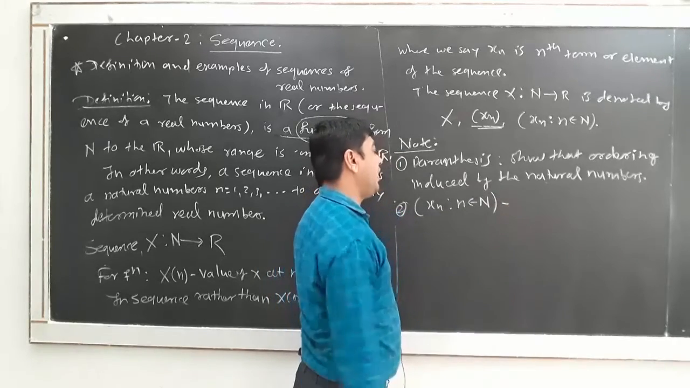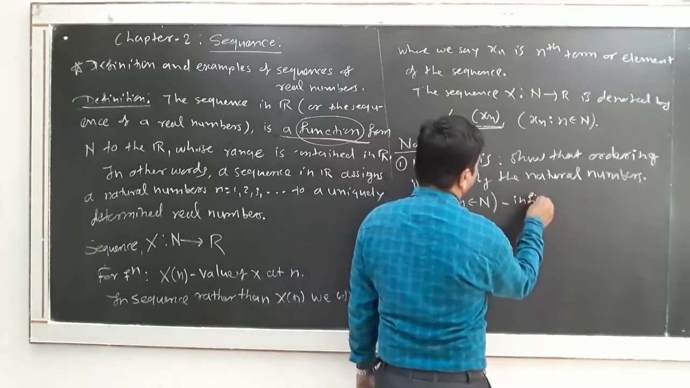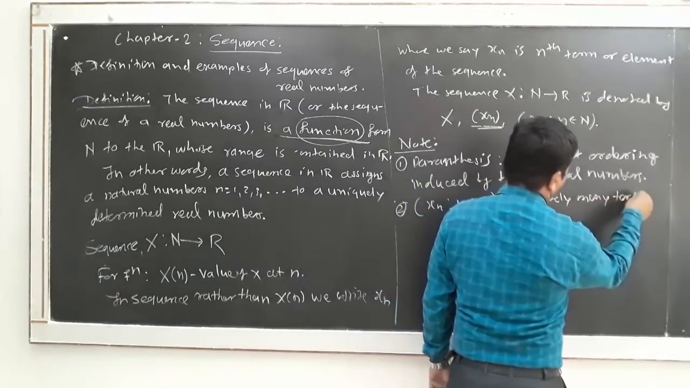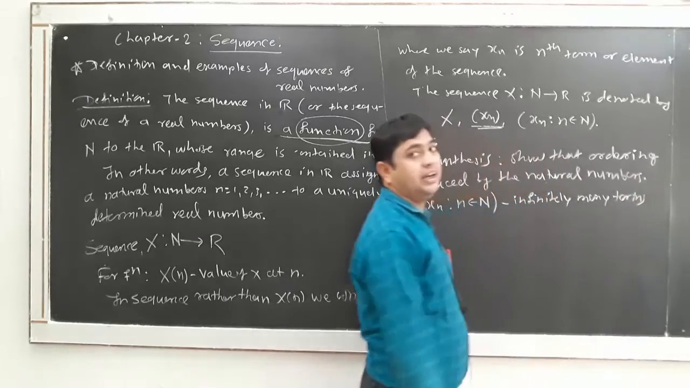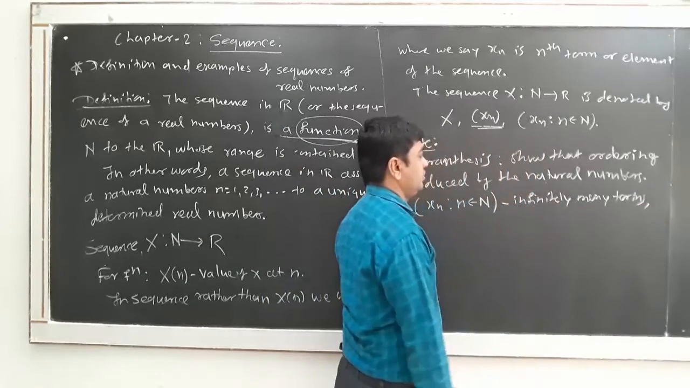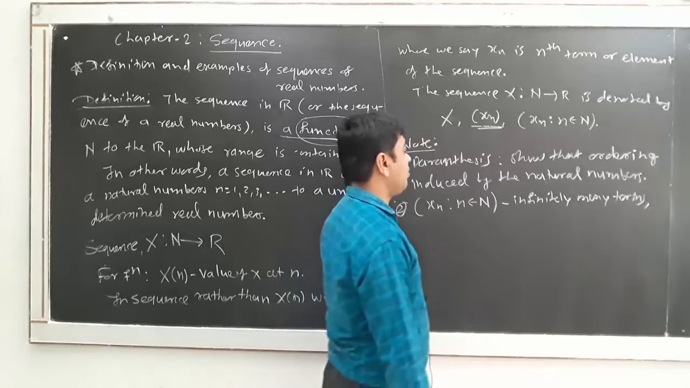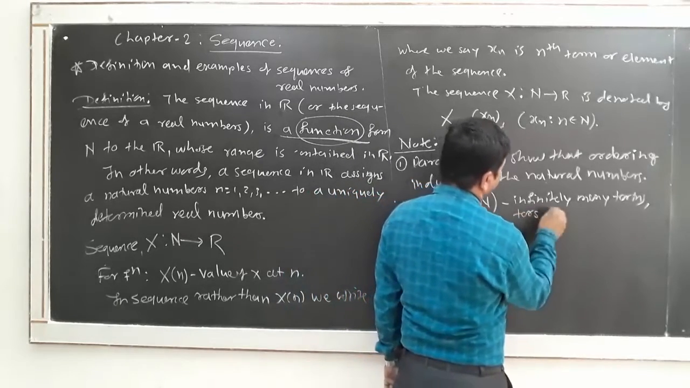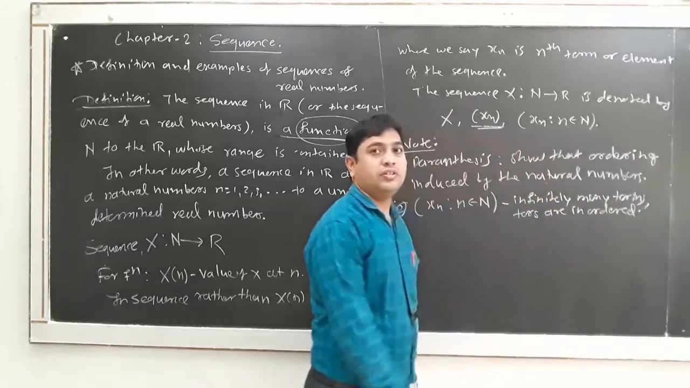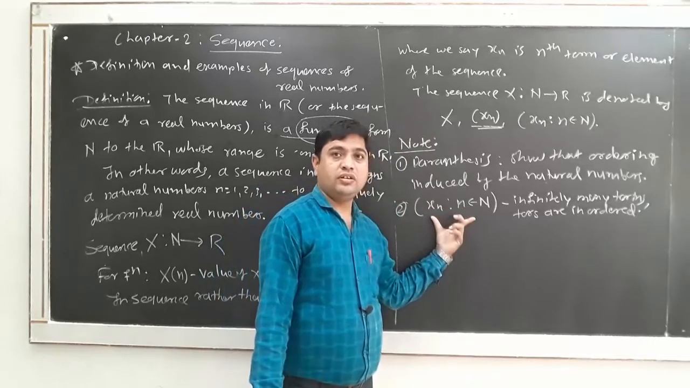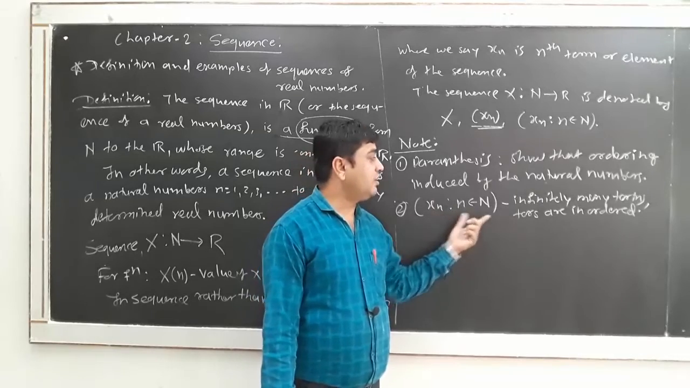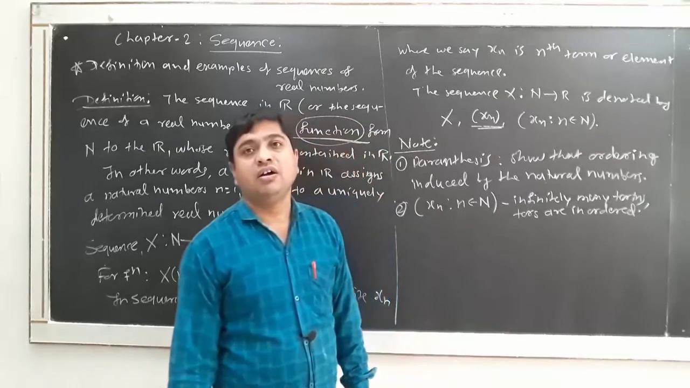What does it denote? It contains infinitely many terms, and what we can say, they are ordered. Terms are in order. That is, this is not denoting the set. What it denotes is the sequence xn that contains infinitely many terms, and these terms are ordered terms.